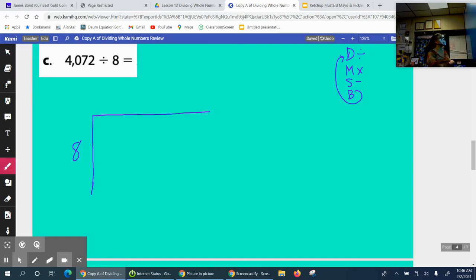Here we go. First, we're going to divide 8 into 4,072. Can't do 8 into 4. It's not big enough. So we go 8 times what gets me to 40? 8 times 5. And 40 is in the what place value? 100. So I need 500. 8 times 500 gives me 4,000. Now I'm going to subtract.